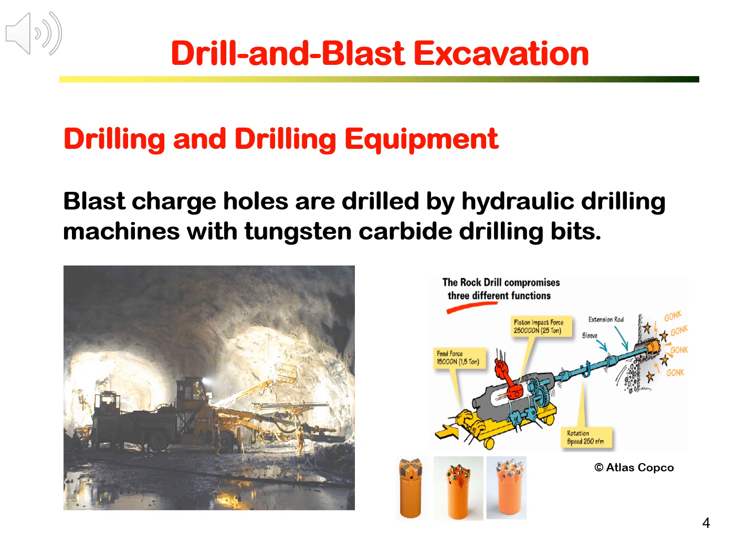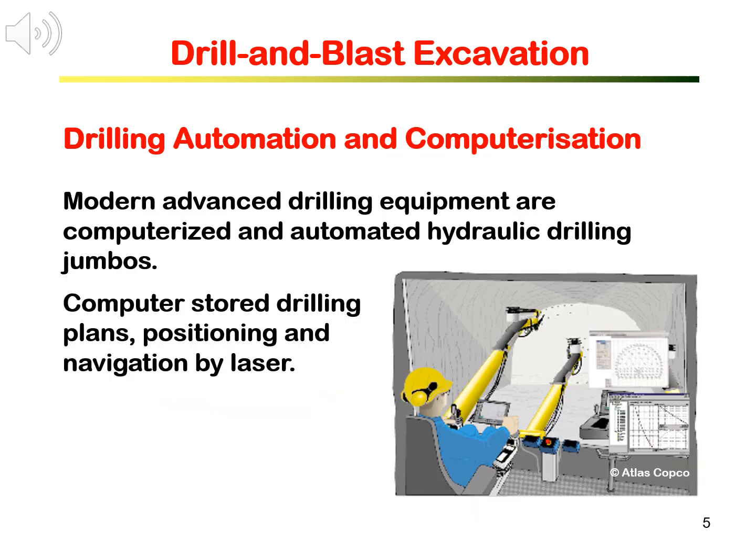The figures shown here below are a modern drilling jumbo, the principle of drilling machine, and tungsten carbide drilling bits. Rock drilling today is very much automated and computerized. Modern advanced drilling equipment are computerized and automated hydraulic drilling jumbos.